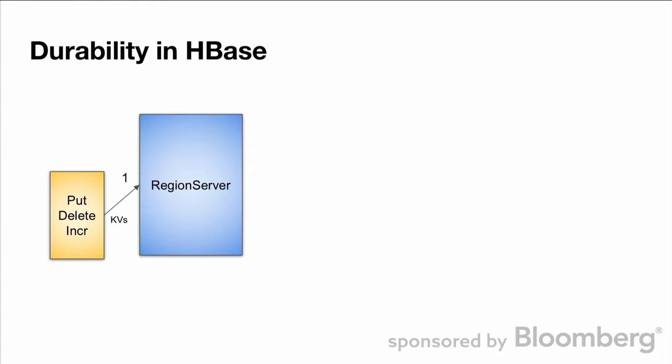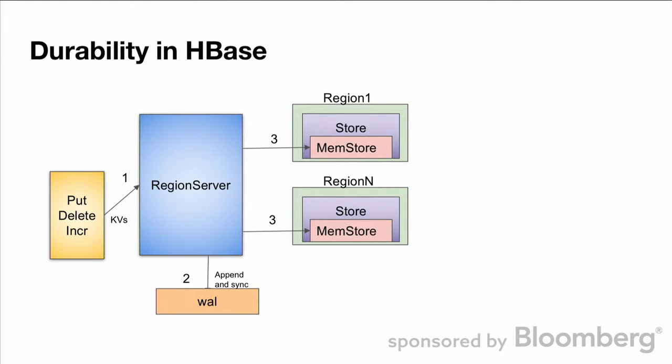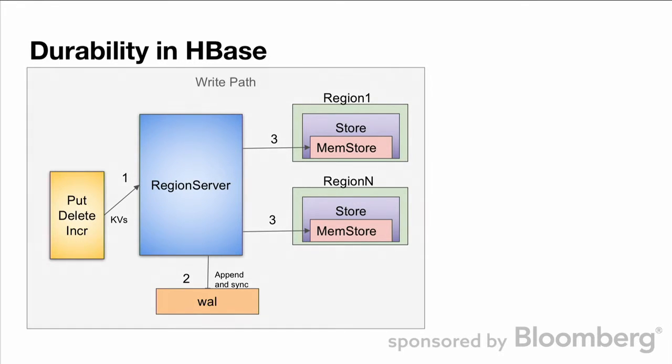There is a client doing a put, delete or increment, which is a write operation. There will be a couple of KVs going to the region server. What the region server is going to do is first write it into the durable store called the WAL. Once it is successfully written to the WAL, it's going to update the MemStore of the region server. Once all of this is done, it's going to return to the client that the write is successful. So why do we need a WAL here?